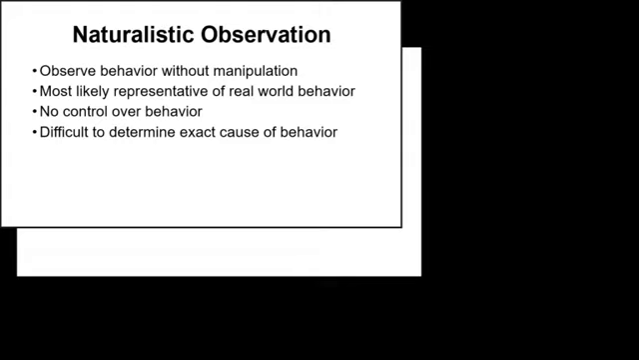So with naturalistic observation, you're basically going to go out into the world and observe different organisms in their natural environment. This is one of the most representative types of research because it's going to represent that real world behavior, because you're observing them in the real world. Kind of makes sense. As an example, you could think of Jane Goodall studying apes. She went out into the wild where they lived, and she observed them in their natural habitat.